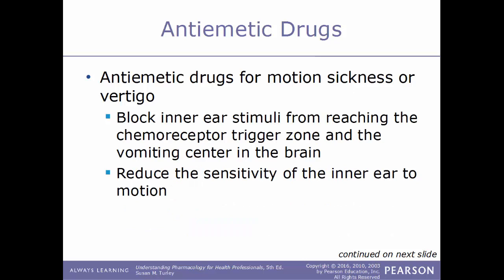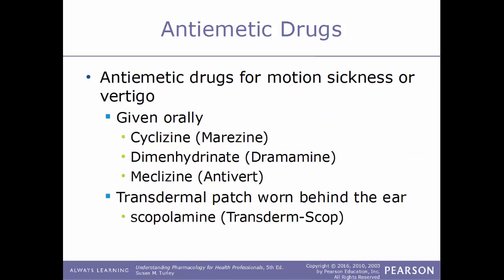So when it comes to using antiemetics for motion sickness or vertigo, they work because they block the inner ear stimuli from reaching the chemoreceptor trigger zone and reaching the vomiting center of the brain. And they also work by reducing the sensitivity of the inner ear to motion in general. These kinds of antiemetics that treat vertigo and motion sickness can be given orally or in a transdermal patch.